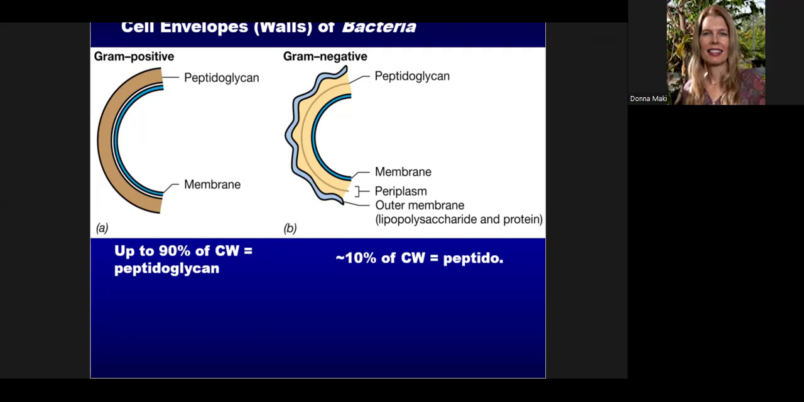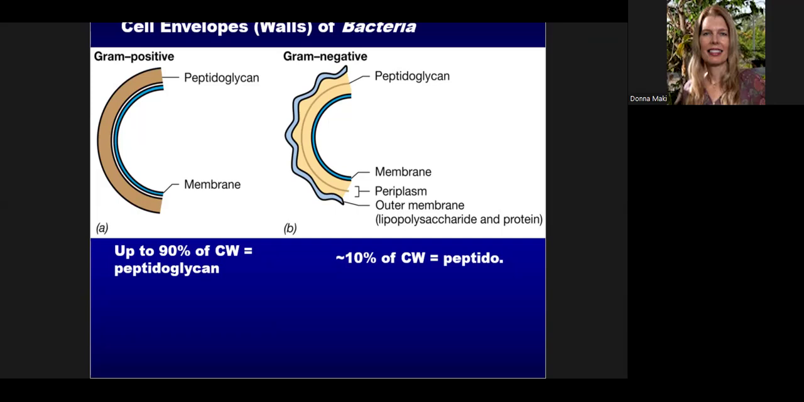Okay, so we'll learn about staining this week. When you look at a gram-positive, about 90% of the cell wall is made up of peptidoglycan. So it's very heavy peptidoglycan. But with the gram-negative, you see a little extra stuff going on here. You see very thin peptidoglycan, so only about 10% of their cell wall is peptidoglycan.